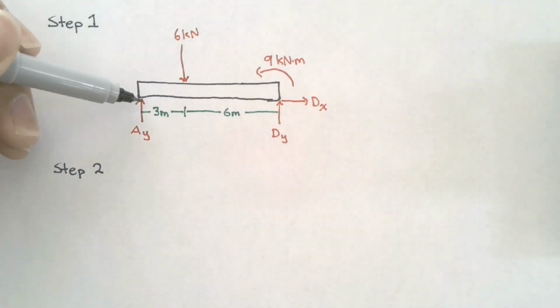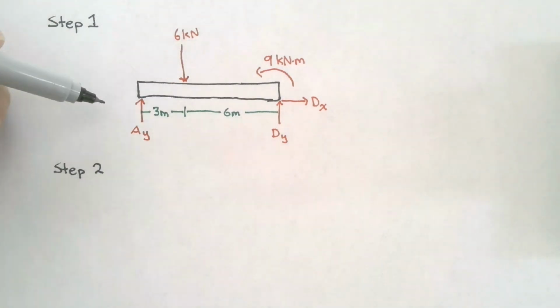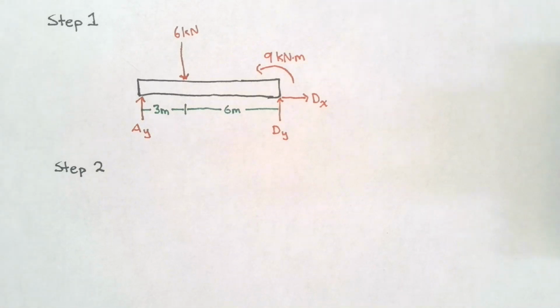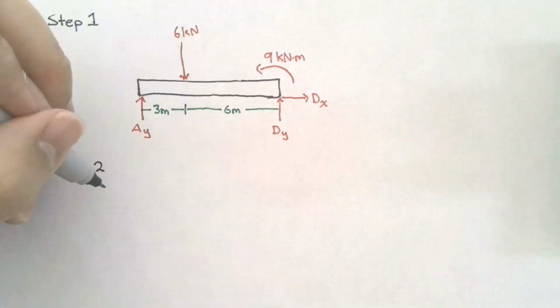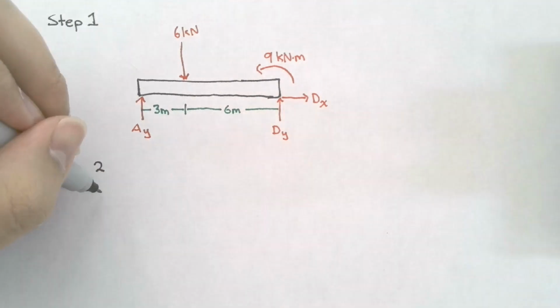In this case, there are no unknown x reaction forces, so there's no need to use sum of forces in the x direction. We also cannot use sum of forces in the y direction because we'll end up with 2 unknowns that we can't solve. So we can't use our sum of forces in the x direction or our sum of forces in the y direction. I would say we can use our sum of moments.